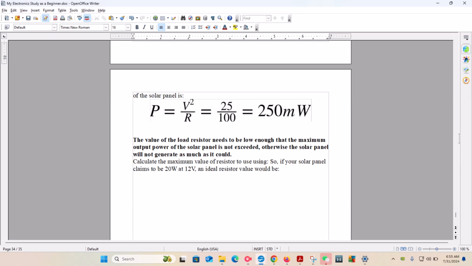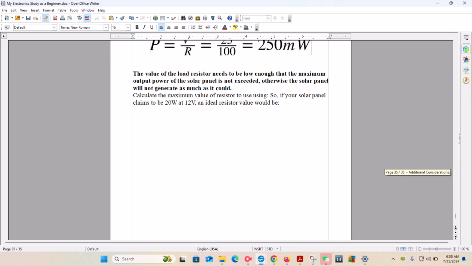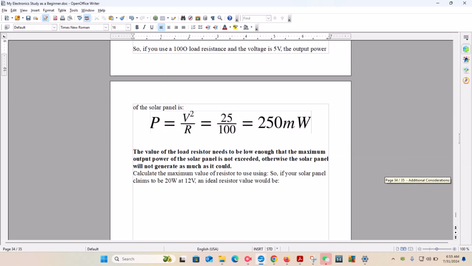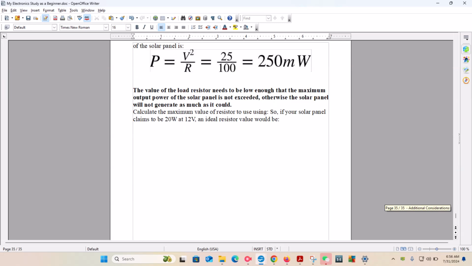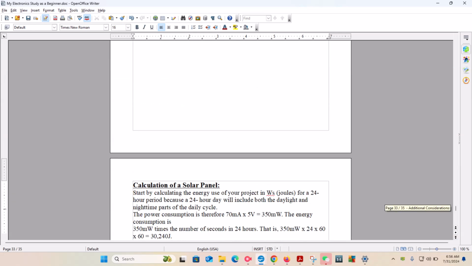Now, to calculate the maximum value of resistor, if your panel claims to be 20 watts at 12 volts, an ideal resistor would be found with the same formula. So we would take the same formula, wattage. Now we take the 12 volts, we square it, divided by whatever our resistance is, and that will give you what that is. And that is the gist of a solar panel.